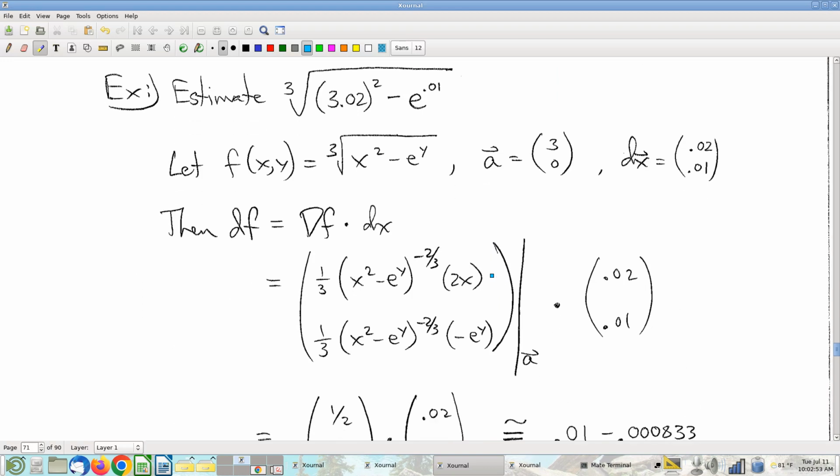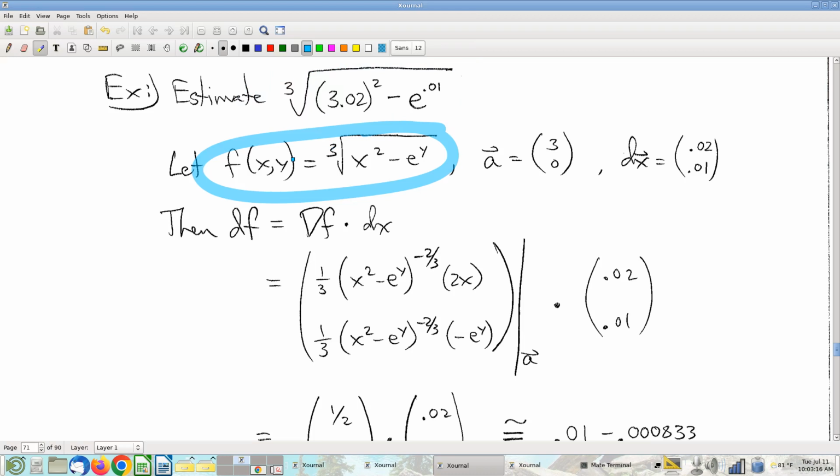Now, this is just kind of a numerical example. How do we estimate the value of this function? I think y'all have seen questions like this, a single variable version of these kinds of questions back in Calc 1 classes. If you want to estimate some weird expression, recognize that expression as being the value of a function for certain values of the inputs.